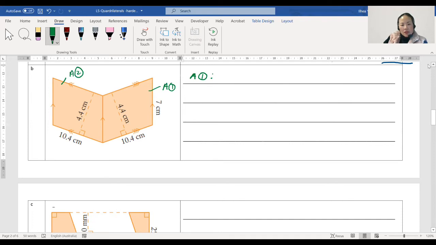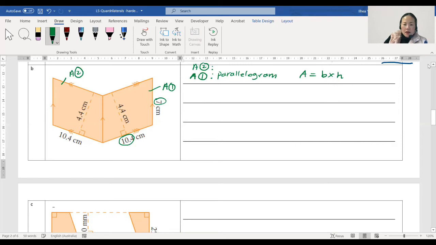They are tilted, so they could be a rhombus or a parallelogram. A rhombus has to have all sides equal, but I can see they're not the same. So this must be a parallelogram, and A2 as well is a parallelogram, isn't it? So both of them are the same. The area for a parallelogram is base times height.